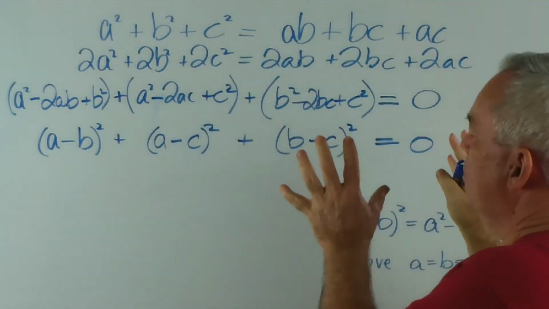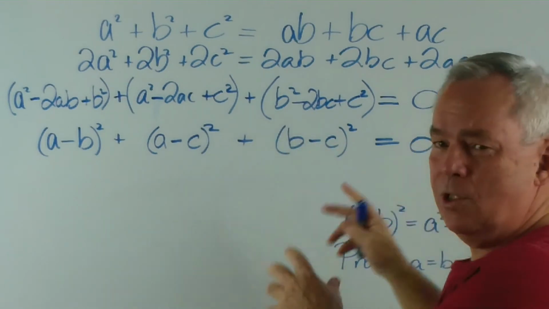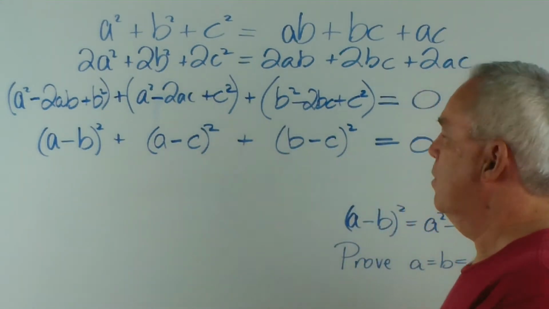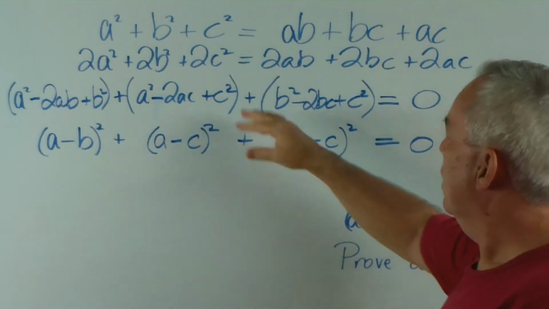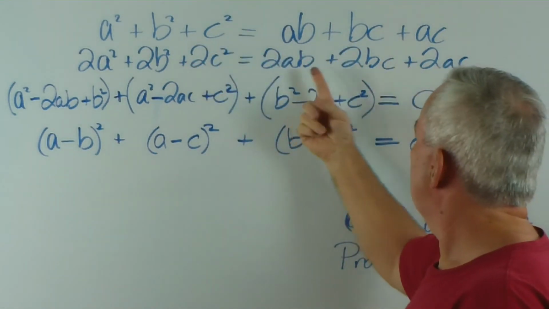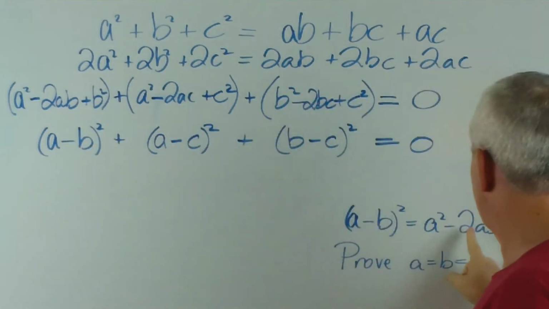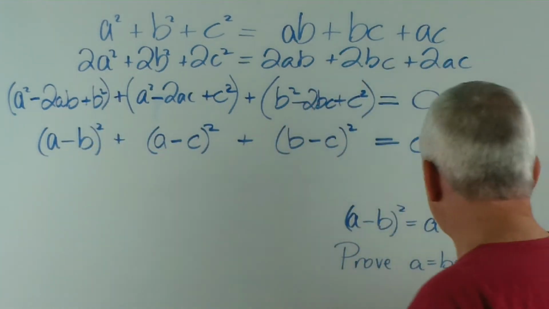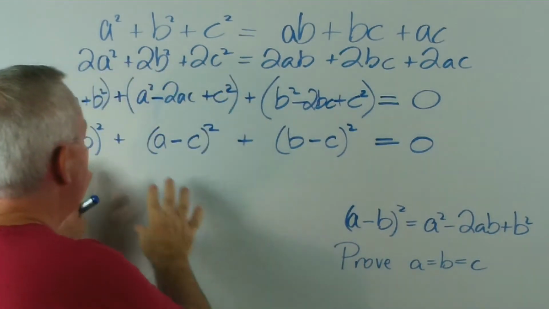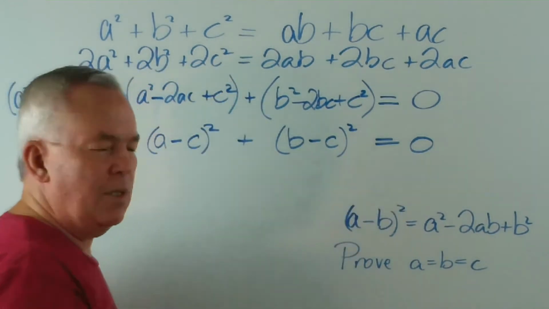Now this is considered quite a challenging question for school students, but I want you to see the logic of it. By doubling everything and bringing these bits over to make the centre of these patterns, because it was the centre of this pattern here, we've now got ourselves three perfect squares adding up to 0.